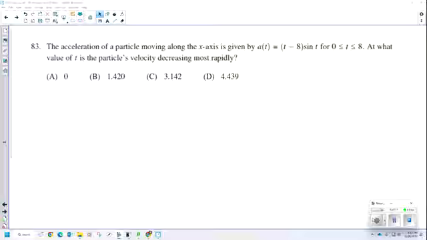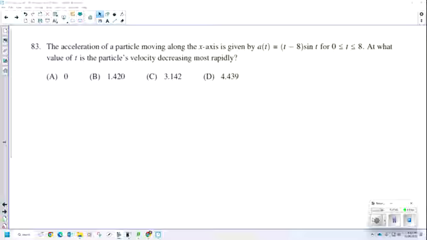83 says, the acceleration of a particle moving along the x-axis is given by a(t) = t - 8 sin(t) for t values between 0 and 8 inclusive, meaning it can be 0 or bigger, it can be 8 or smaller, inclusive. At what value of t is the particle's velocity decreasing most rapidly?